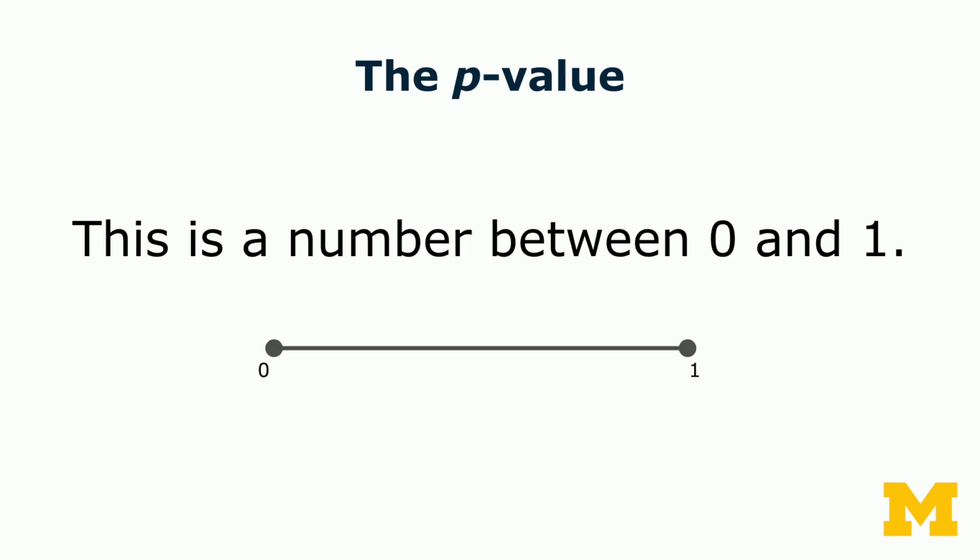The p-value, on the other hand, is a number between 0 and 1, right? So it's continuous. It can take a lot of different values between 0 and 1. So any of these numbers that I've just put on the chart here, these are all possible p-values. I just want you to understand that it's a continuous number. It can take any value between 0 and 1, so it's not binary.